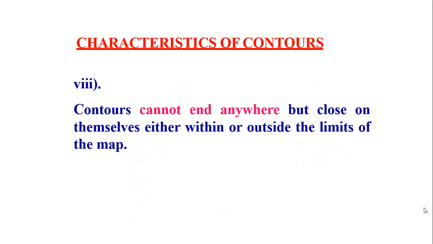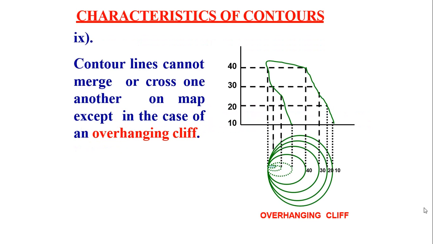Next one is the contours cannot end anywhere but close on themselves, either within or outside the limits of the map. Next, contour lines cannot merge or cross one another on a map except in the case of an overhanging cliff. So, when an overhanging cliff occurs in the topography of the area, then the contours may cross each other or they can merge also. Okay? So, this is the diagrammatic representation of an overhanging cliff.